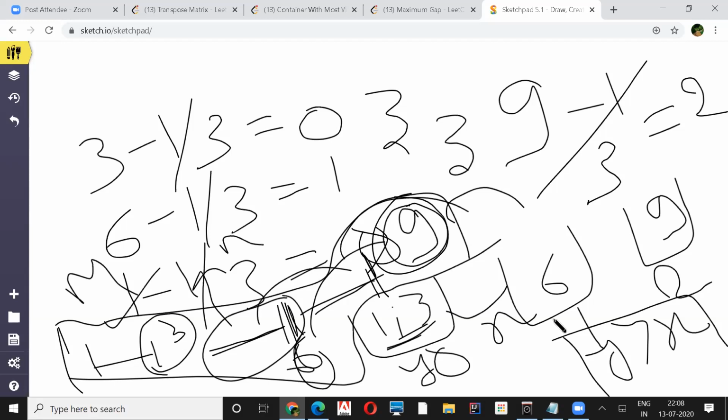And how do we prove it? Because we only take the difference between the maximum of the previous bucket and the minimum of the current bucket, right? Yes. So here, why can't we take the difference between these two?